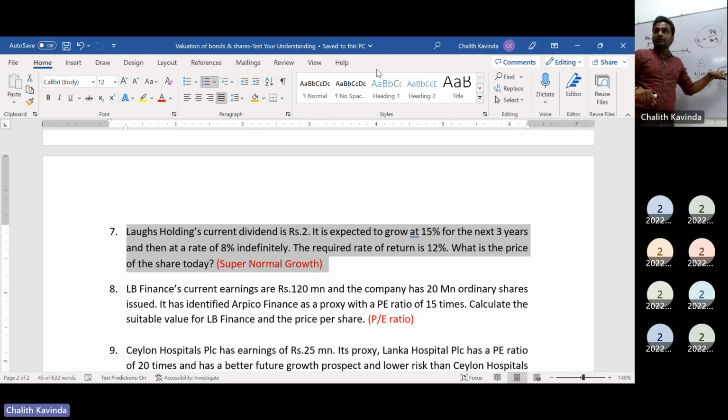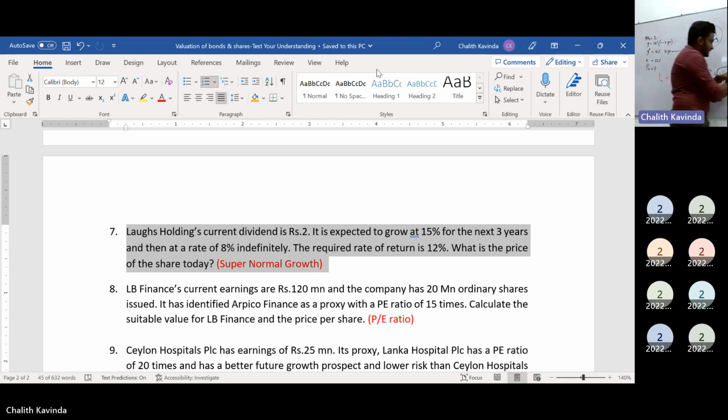Multiplied by 1.15 to the power 3. How much is it? 3.04. So once you sum this up, it's 3.04. Right? Why have we calculated this? Because the dividend rate has changed. We need a base to apply the new dividend rate. So this is your year 3 dividend.